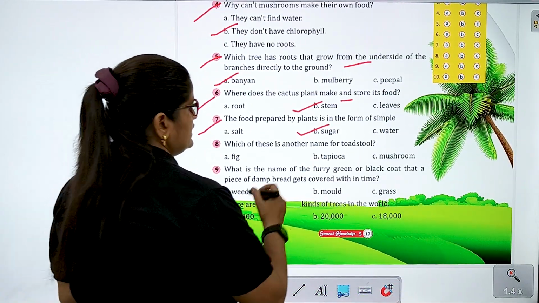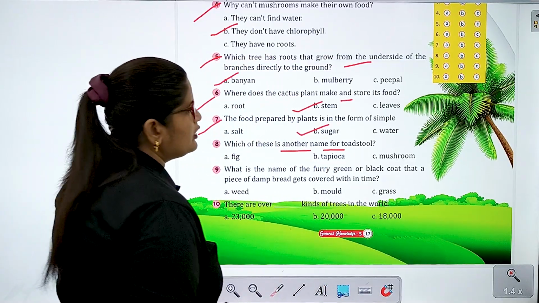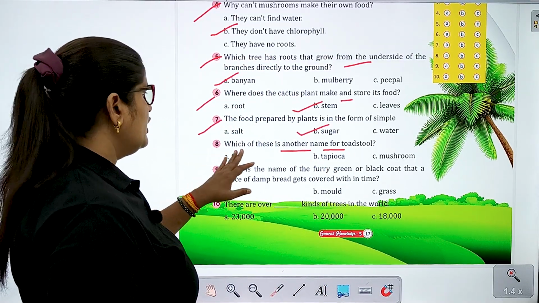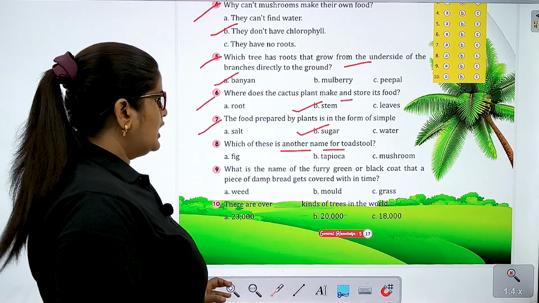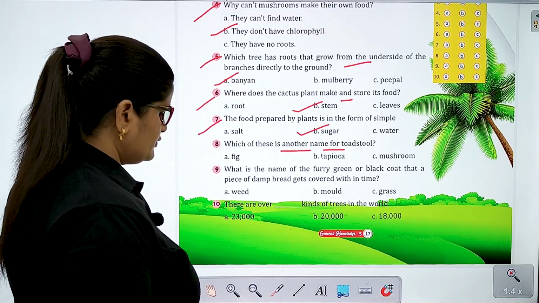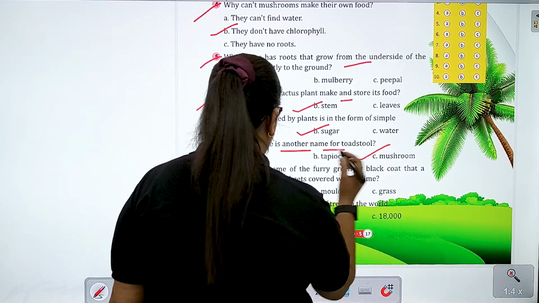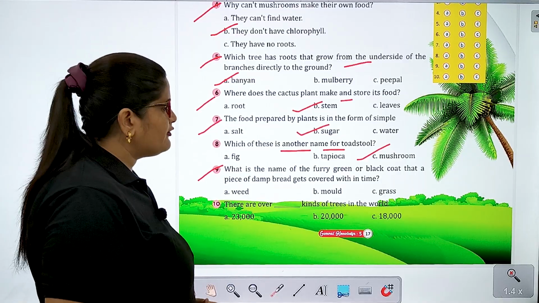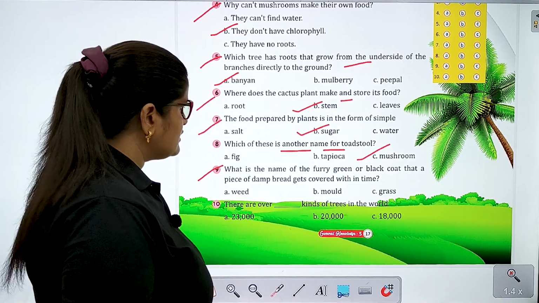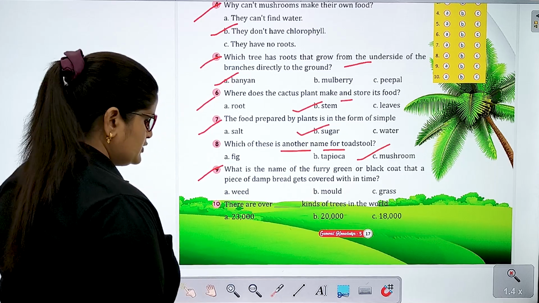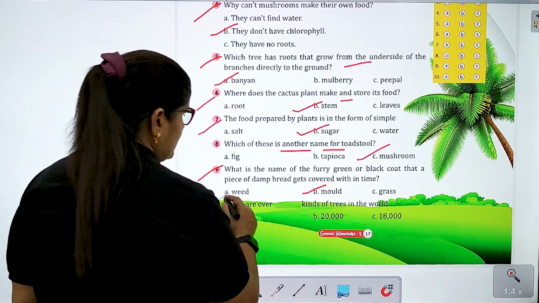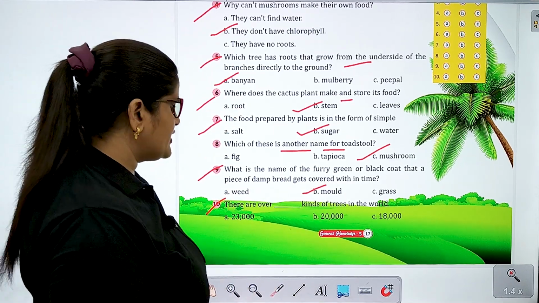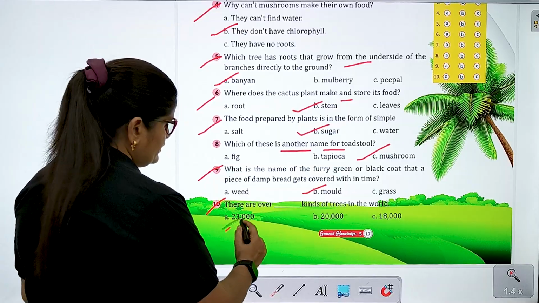Which of these is another name for toadstool? So it is a mushroom. What is the name of the furry green or black coat that a piece of damp bread gets covered with in time? So option is B, mold. There are over dash kinds of trees in the world, 23,000.